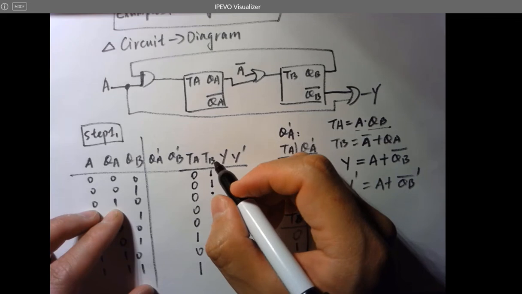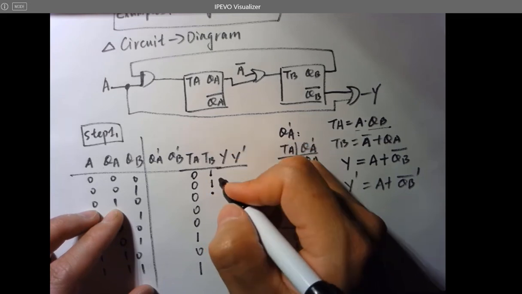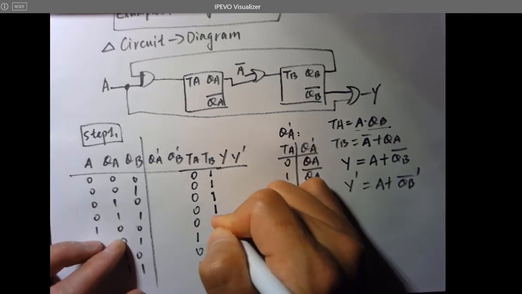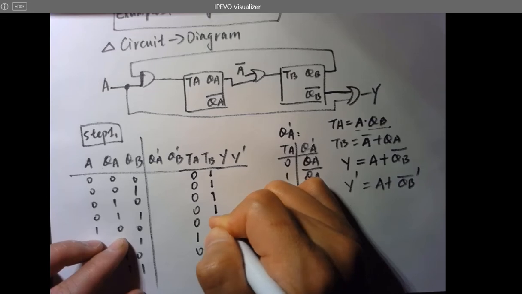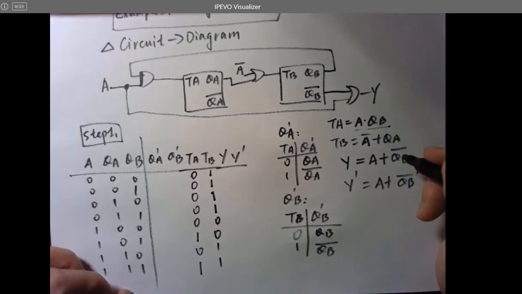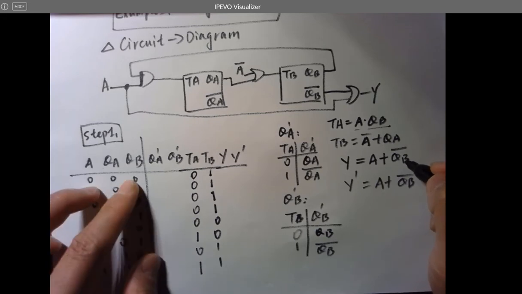Wait, TB, A naught or QA. A naught or QA: 1, 1. A naught or QA: 0, 0, 1, 1. Double check. Yeah, that's right. And Y will be A or QB naught.